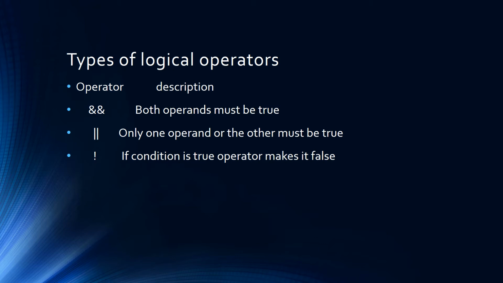Only one operand or the other must be true. So you can see it's common logic if you think about it. And means this one and this one, and or is this one or that one. And then the exclamation point is not. So if the condition is true, the operator makes it false. So it's the opposite of whatever it says.